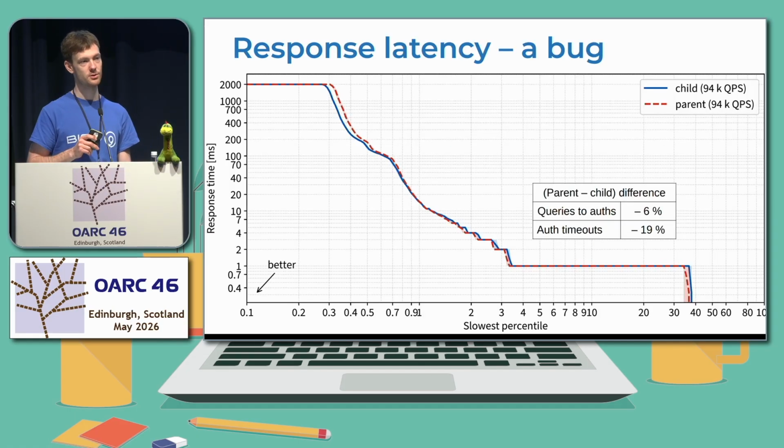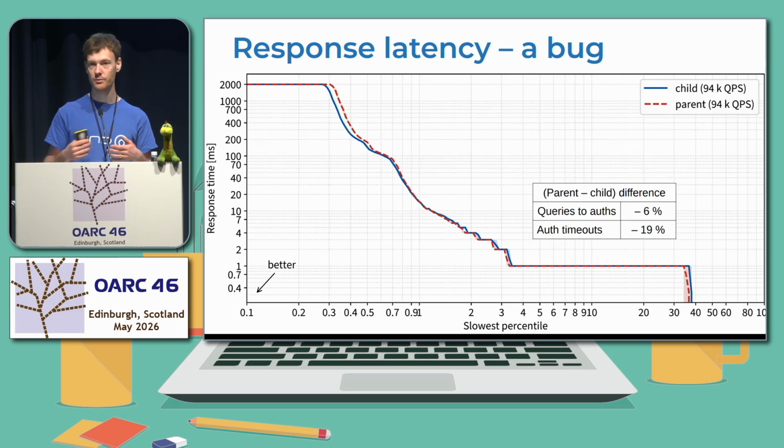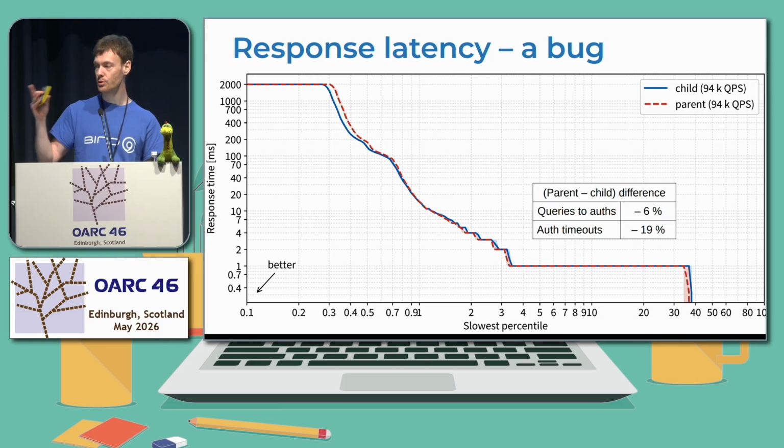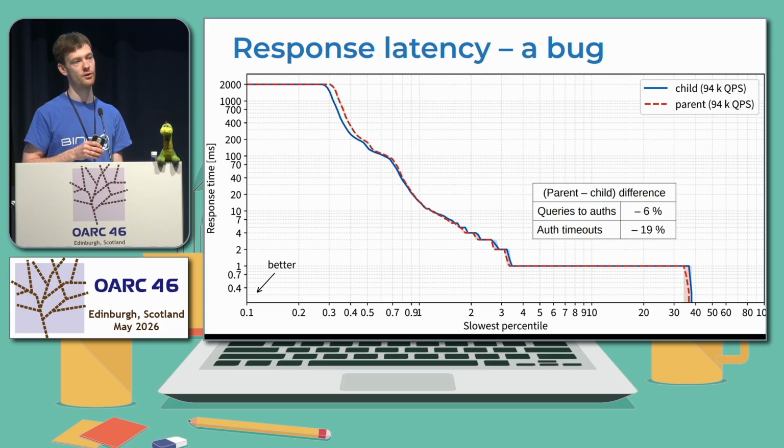Here is the latency histogram. We are DNS folks, so we are bound to be obsessed by latency. Again, the vertical axis is the latency in milliseconds, the horizontal axis is a percentile, but long story short, the closer the line is to the lower left corner, the better the performance is. That's what you need to know. Here you can see that the blue line, which is data from the child-centric resolver, is closer to the lower left. That means that it's more performant in terms of latency.